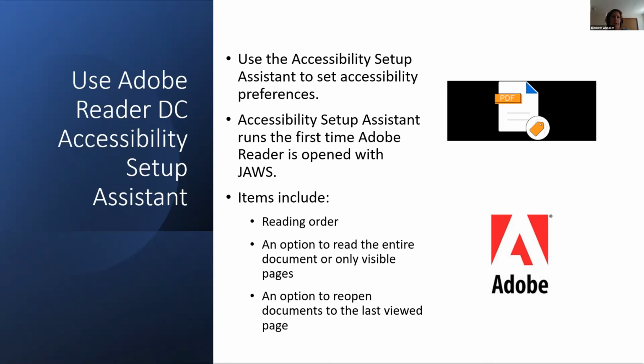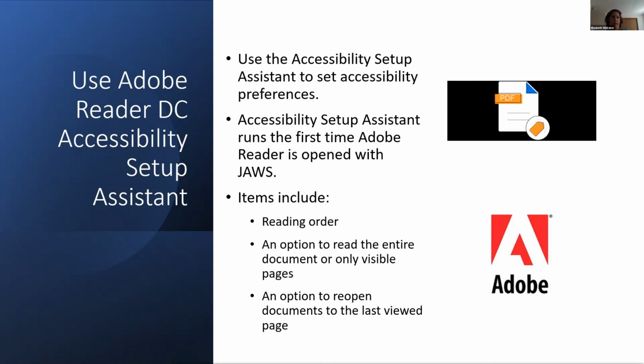Now, just like any other dialog, you're usually going to navigate through this using the tab key and then your arrow keys when you're making choices in things like combo boxes. You can select options in different categories and change those settings. Some of the items include that you can change your reading order. There's an option to read the entire document or only visible pages. There's an option to reopen the document at the last viewed page. You can also open the accessibility assistant from the edit menu. You can press Alt-E for edit and then Y for accessibility, and then right arrow and arrow down to the accessibility assistant.